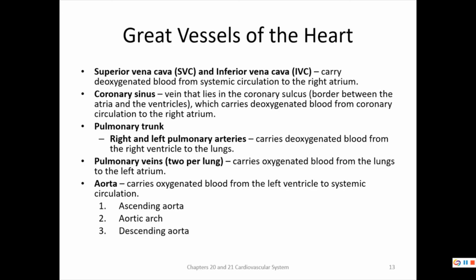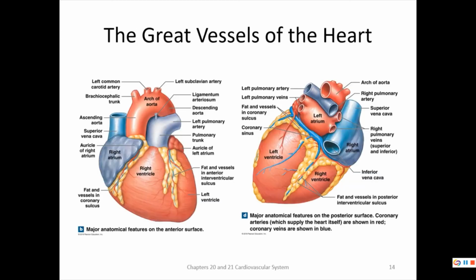The two pulmonary veins, two per lung, carry oxygenated blood from the lungs, and the aorta carries oxygenated blood from the left ventricle to systemic circulation. It has three divisions: an ascending aorta, the arch, and the descending aorta, three major parts to it. Now, here you can actually see all your great vessels, your superior vena cava and inferior vena cava. You could see the aorta, ascending aorta, arch of aorta. Descending aorta would come down behind the heart.